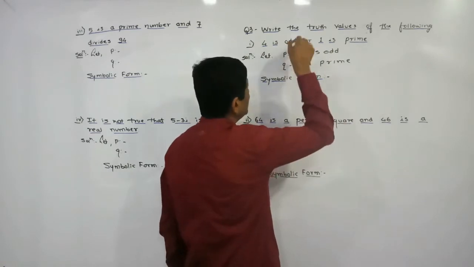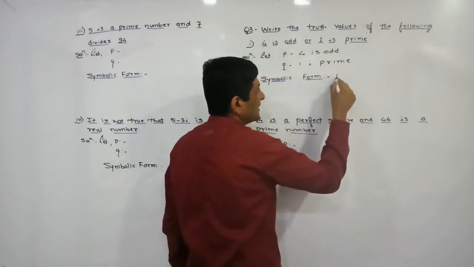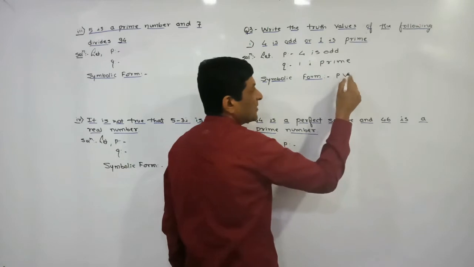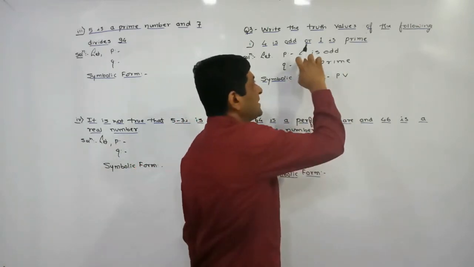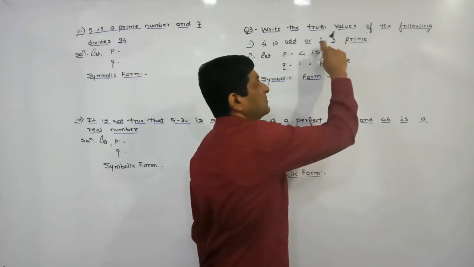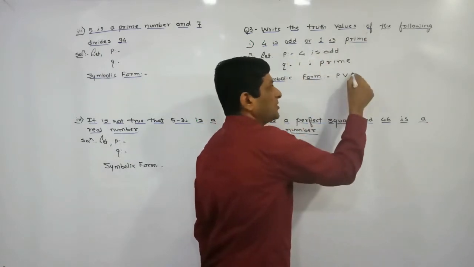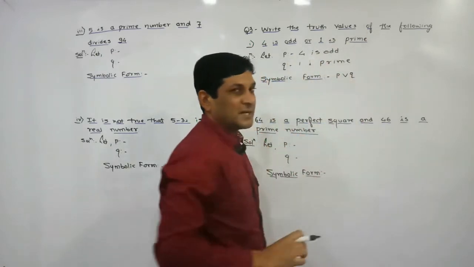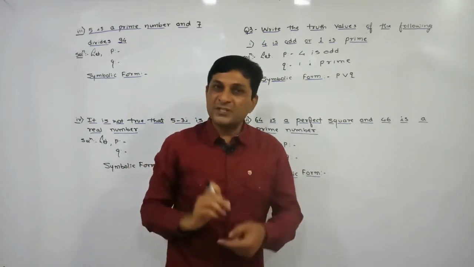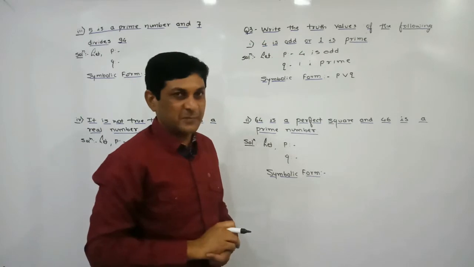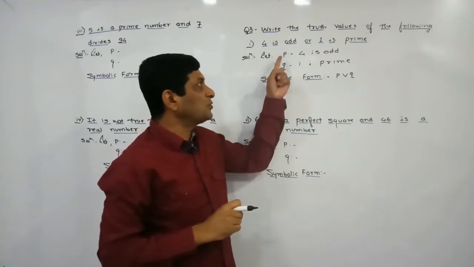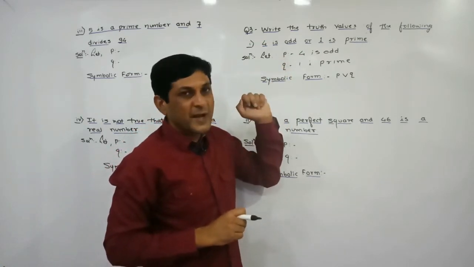So the first part, 4 is odd, means P. Which logical connective is there? Or. So we write the symbolic representation of or. And the second part, 1 is prime, we have denoted by Q. So this will be the symbolic representation. Using this symbolic representation we try to find the truth value of the given statement. So first find the truth value of P and then the truth value of Q.